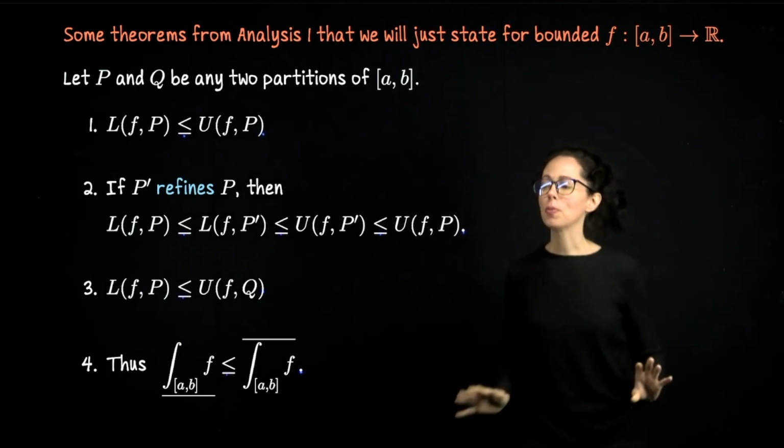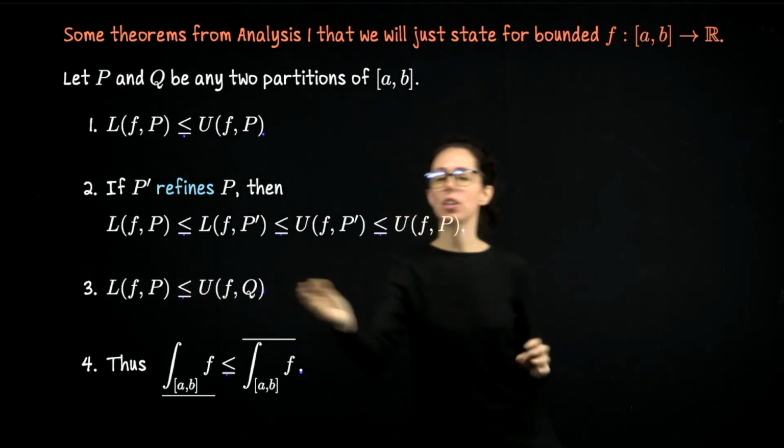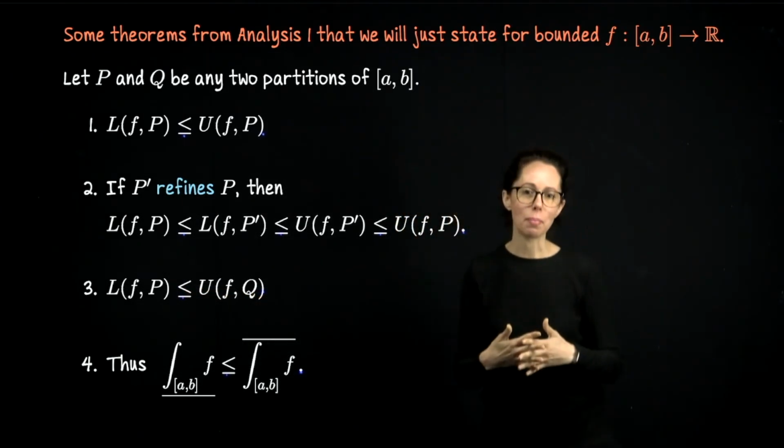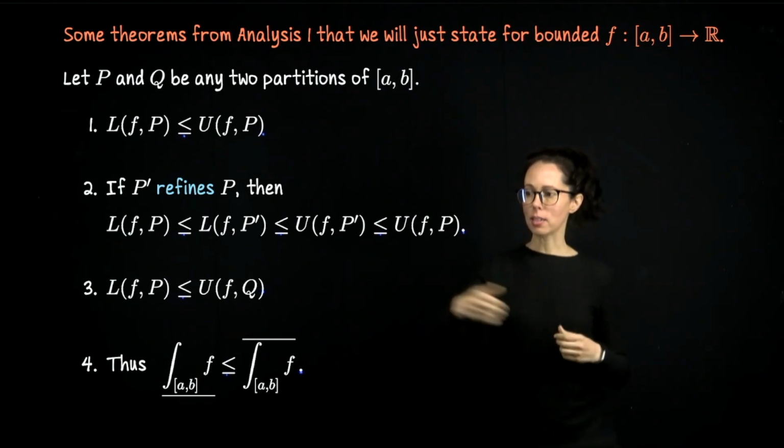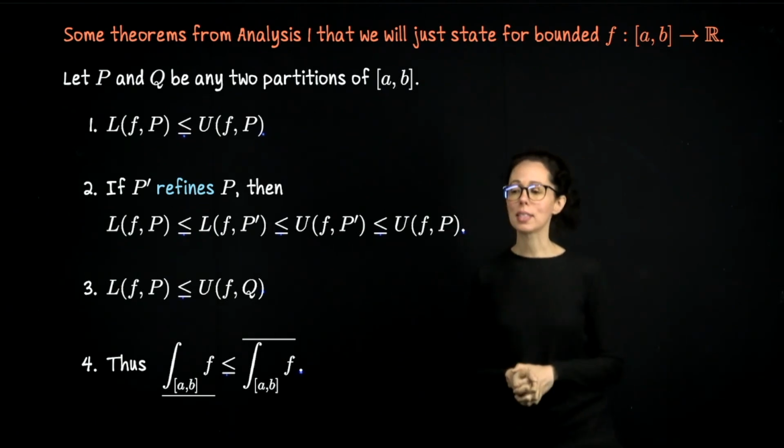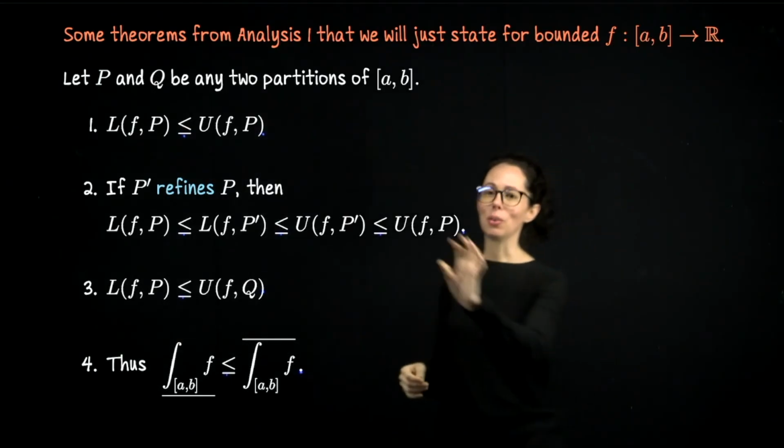I don't want to write any proofs down, but to do this, what you would do is take P and Q and create their common refinement. So you can imagine the sets of points that define both of those partitions, just group them together into one set. You've refined both of them, then you use this one. Okay.